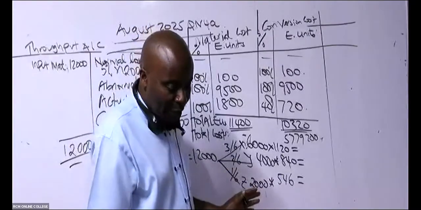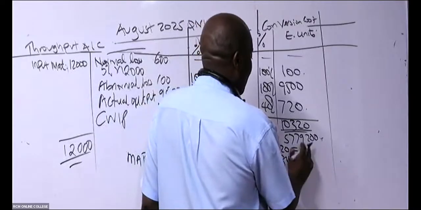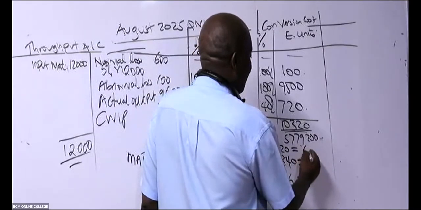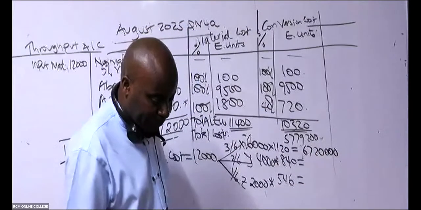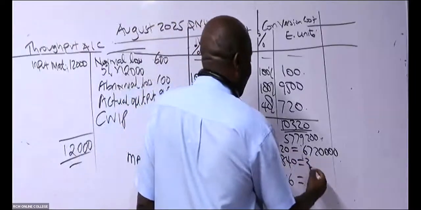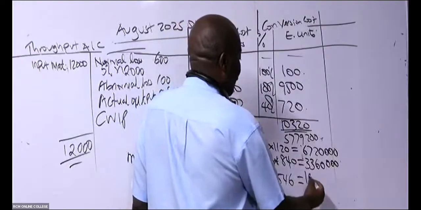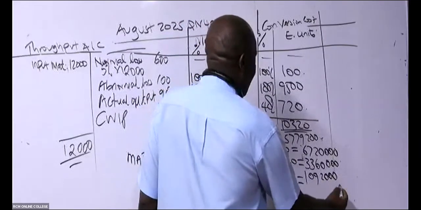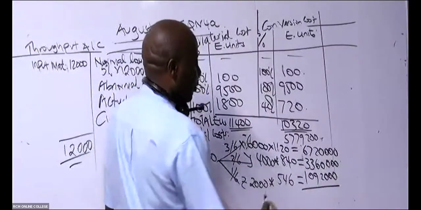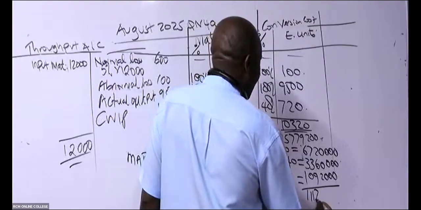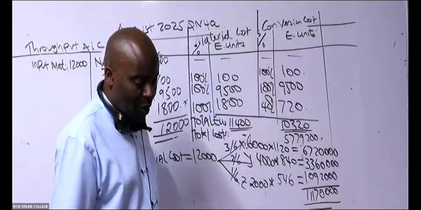So X, I'm having a ninja called Philistus giving me 11,172,000. 67.20, eh? 1,000. How about Y? 33.60,000. How about Z? 10.92,000. Giving us what figure? 11,170,000. So these are your material cost.